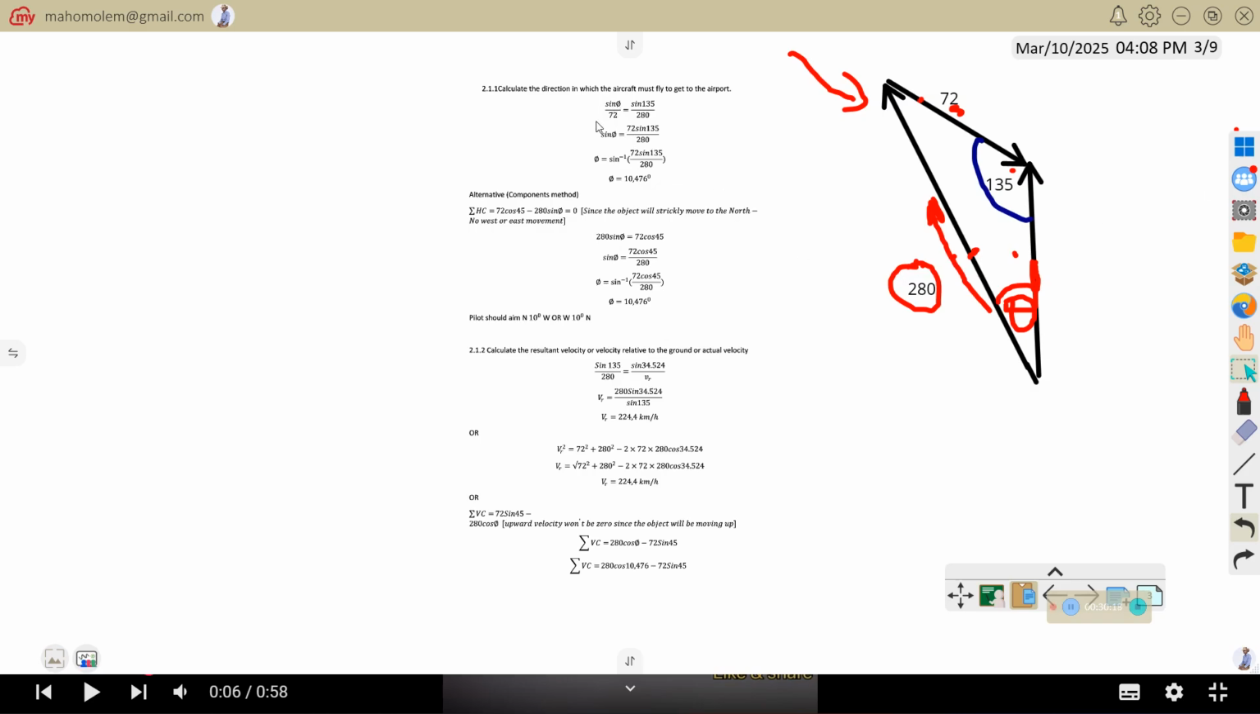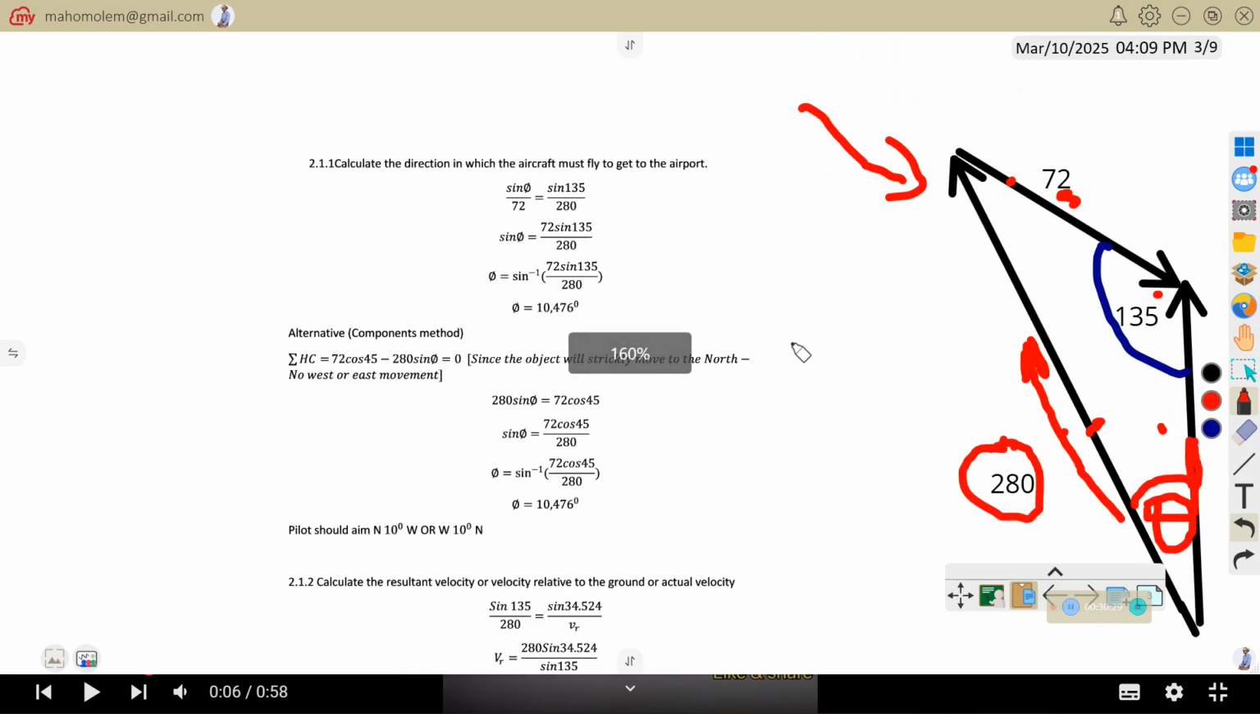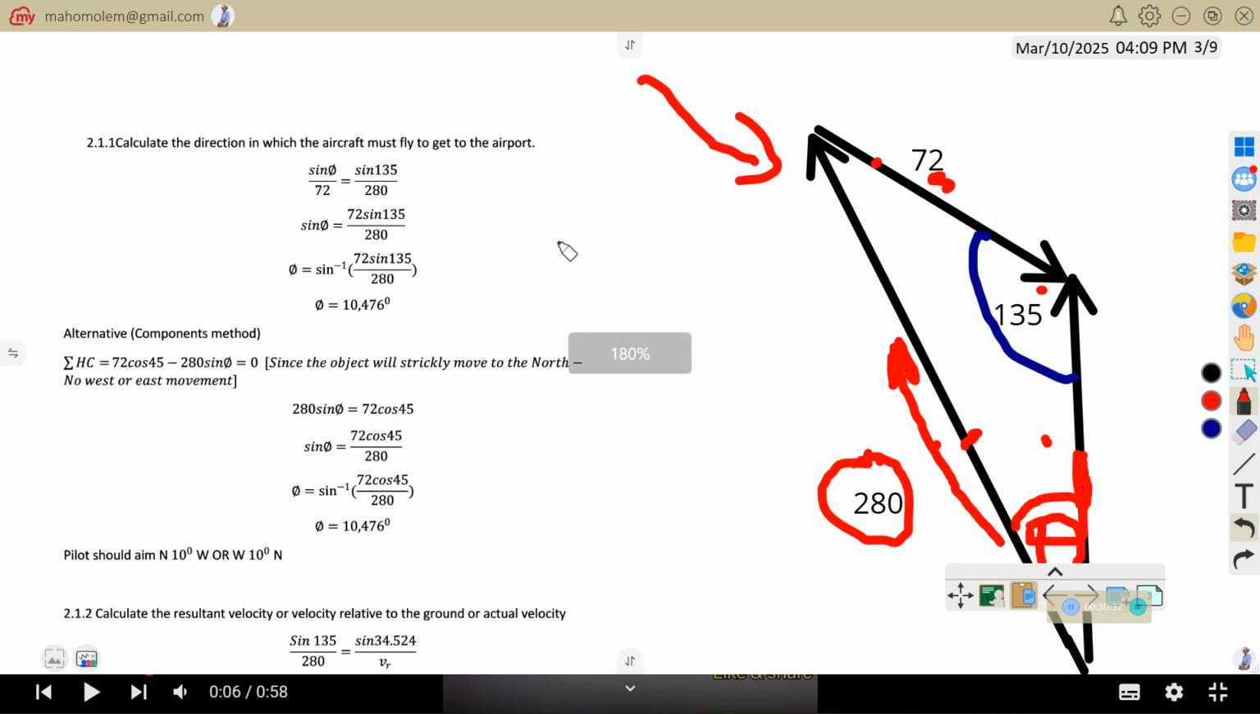Now, when we look here, we're going to use the sine rule to solve this. From the sine rule, we say sine theta divided by the opposite side, which is 72, equals sine 35, which is this one, divided by the opposite side, which is 280. From there, you make theta the subject of the formula, and you will find that theta equals this.